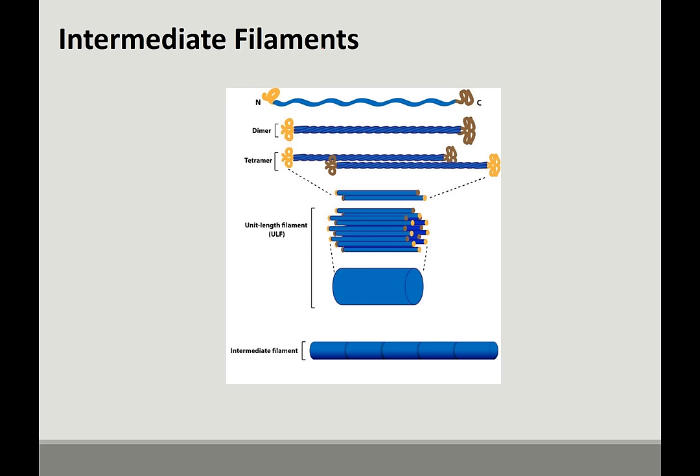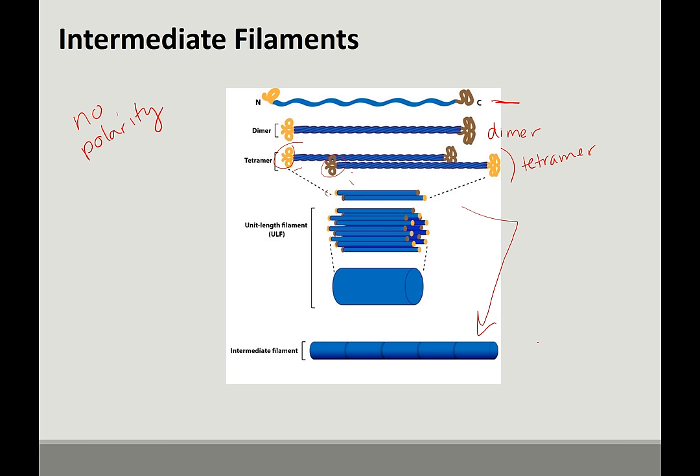So here's just a diagram of how intermediate filaments are formed. Right, there are these long monomers that form into a dimer, and then you have a tetramer, which means four. And you notice that they switch their N and C terminuses. So there is no polarity with intermediate filaments. Okay. So we don't have a plus end, we don't have a minus end, because it's swapping all the time. And then they come together and form protofilaments and eventually form the intermediate filament.